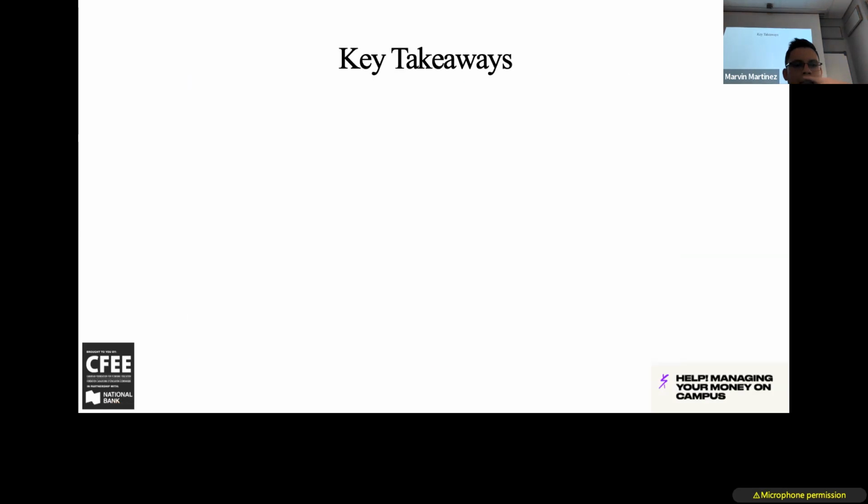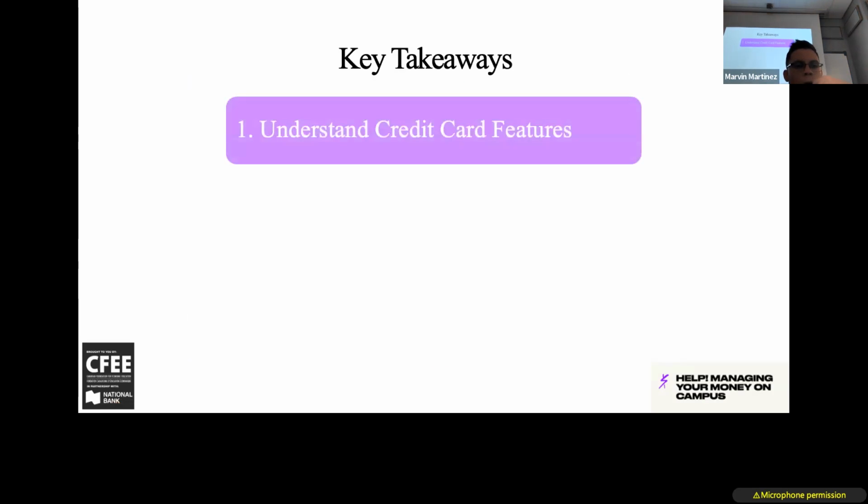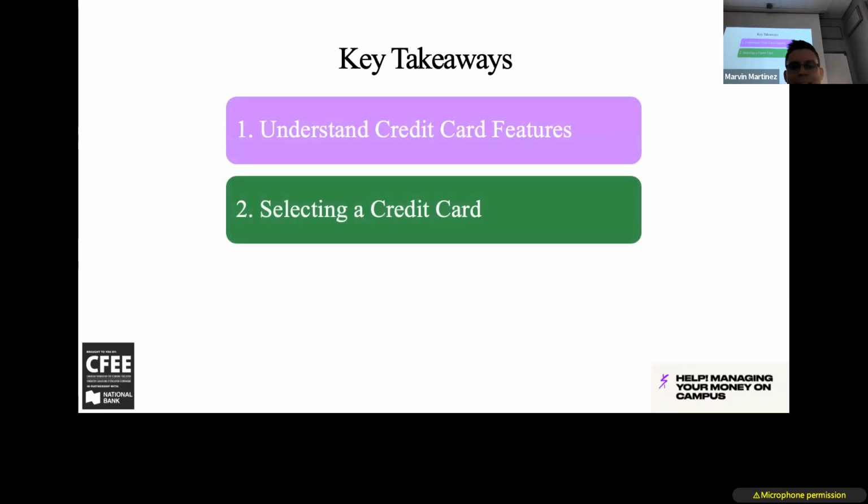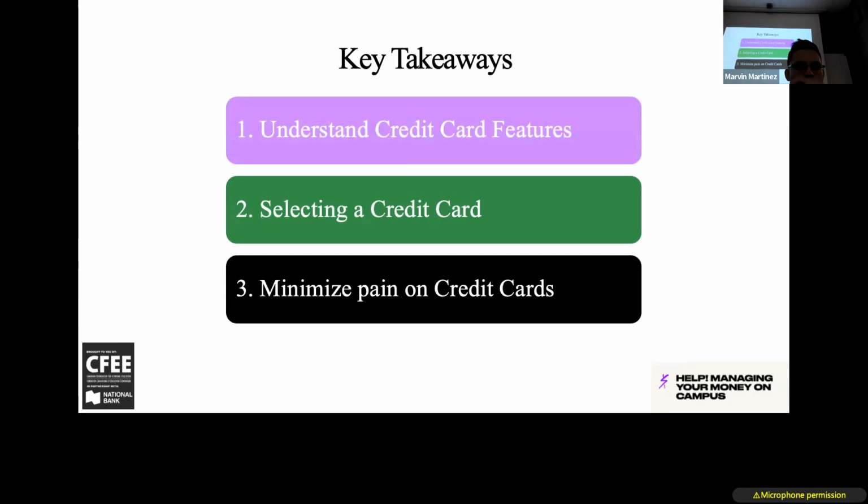Okay, so we have the key takeaways here. Understand the credit card features, right? Selecting your credit card and minimize paying on credit cards. So if you're going to take one, please take the last one. If you have a credit card, always try to pay 100% of what you owe in a month. So how do you do that, Marvin?